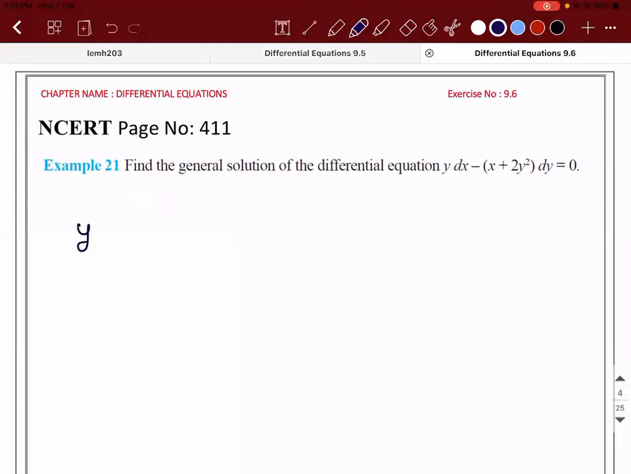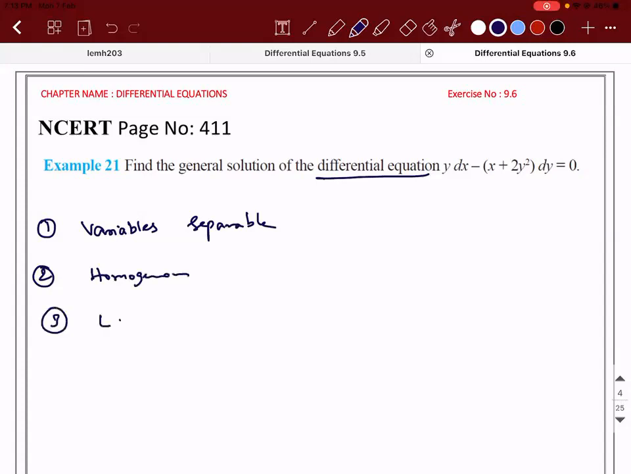See, the logic is only three things. If you are asked to solve a differential equation, there are only three methods. What are they? First is variable separable. Second is homogeneous. Third is linear differential equation. So first what you try to do is, you write dy by dx and see. So you will get y divided by x plus 2y square.